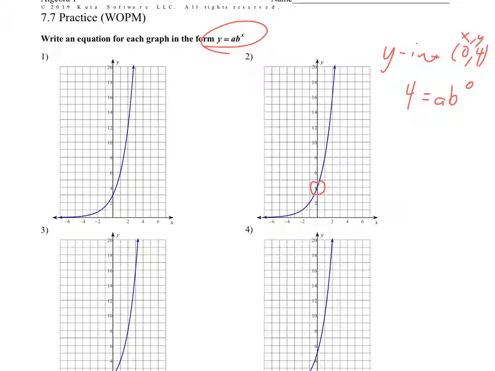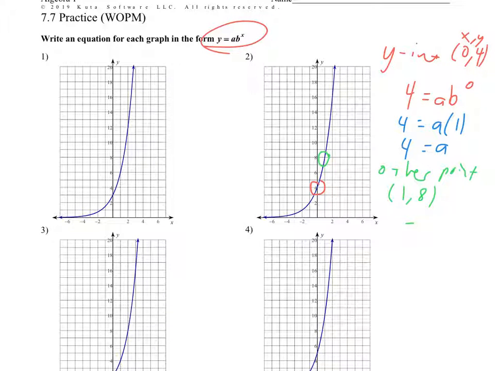Now I know that anything to the 0 power is just 1, so I can change that. And so I know that a times 1 is just a, so a equals 4. The next thing I need is another point. And so I try to find an integer here. I see one right there at (1, 8). So I'm going to use that for my next point.